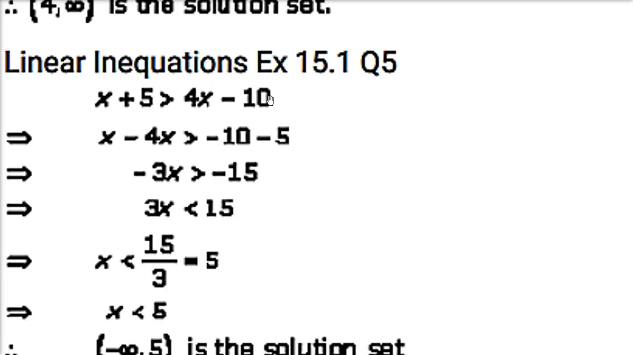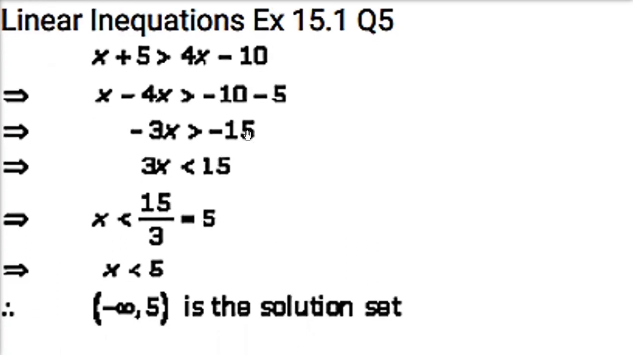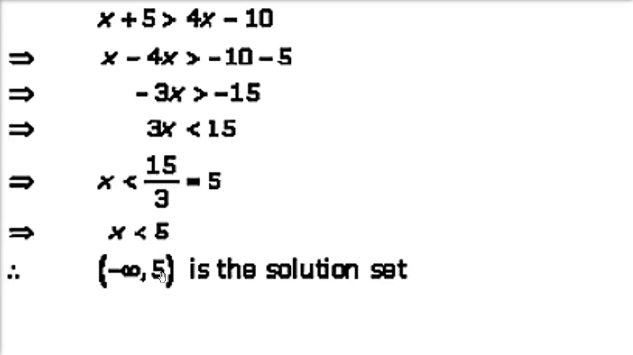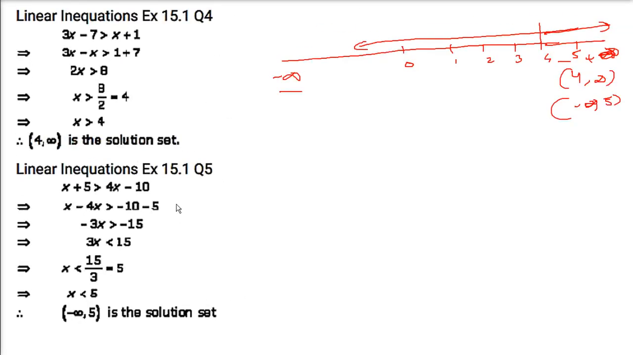Again, x plus 5 is greater than 4x minus 10. Bring 4x here. Take 5 on the right hand side. So now x minus 4x is minus 3x. This is minus 15. Now multiply both sides by minus 1. This becomes positive, but the greater than sign changes to the less than sign. Now divide both sides by 3. You get x is less than 5. Anything which is less than 5, so 5 up till minus infinity. So minus infinity to 5 is the solution.